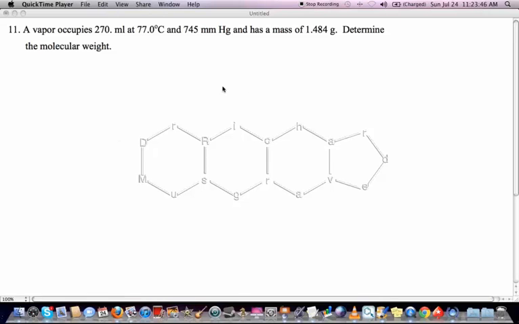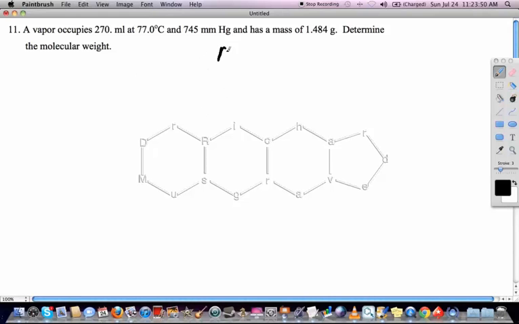I'd like to show you an example now of a molecular weight type problem. Now we know that molecular weight is going to be grams divided by moles. So it's the grams of the substance divided by the number of moles we have. And that's also expressed as G over N, where N is another symbol for moles.